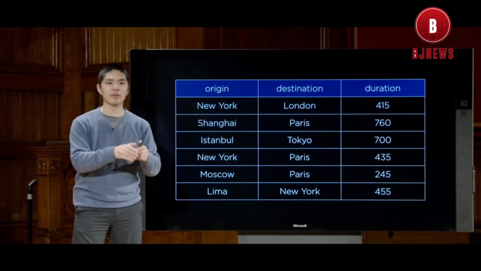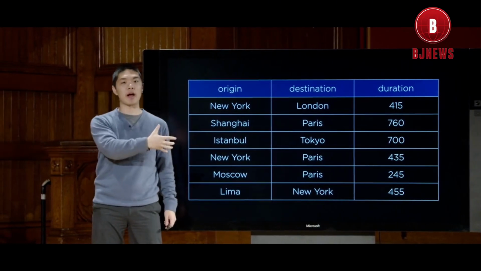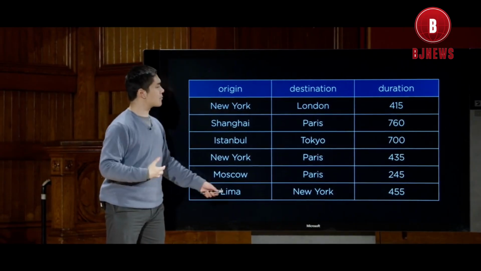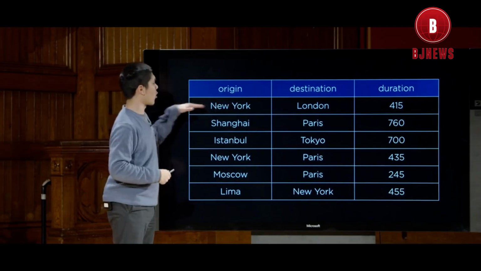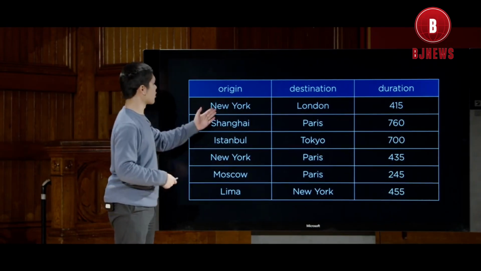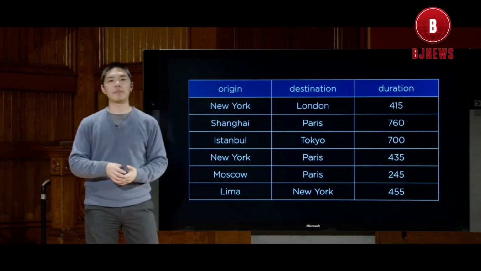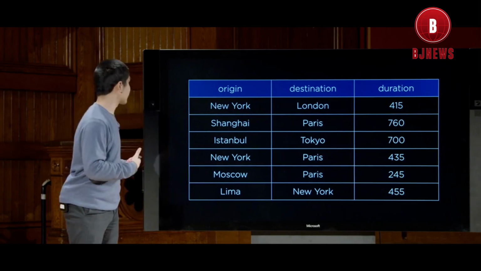So each of those columns represents one field that I might want to keep track of about my data. And each row, meanwhile, is going to represent an individual flight. So here, for example, is one row representing one flight from New York to London, and that flight just so happens to take 415 minutes.